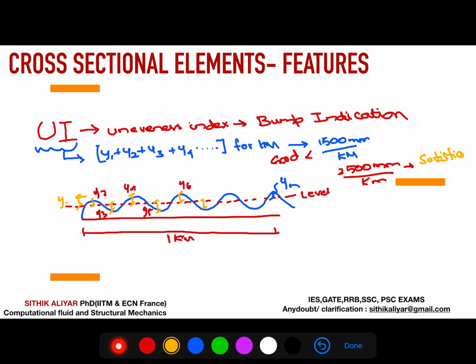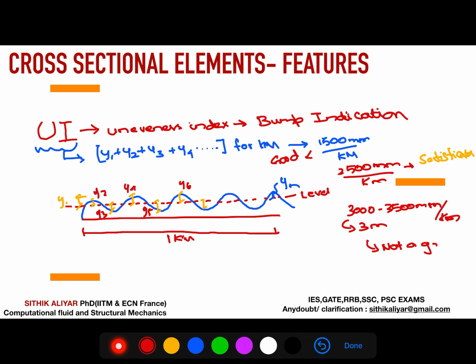Okay, so you can say it is satisfactory. But when it crosses this 3000 to 3500 mm, understood? 3000 mm means almost 3 meters, right? When I add a cumulative sum of all the unevenness in the road, if it crosses 3000 mm to 3500 mm, obviously we are going to have a very high unevenness, so that it makes not a good road.